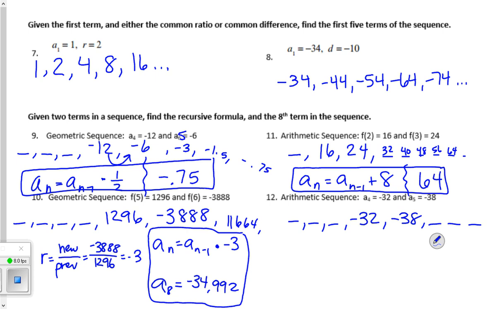Okay, pause if you're not ready for me to go over it, if you want to try it on your own. But our formula would be a sub n equals a sub n minus 1 minus 6. So we went down 6. So our 8th term, I'm just going to count it out. The next one would be negative 44. Next one would be negative 50. Next would be negative 56.